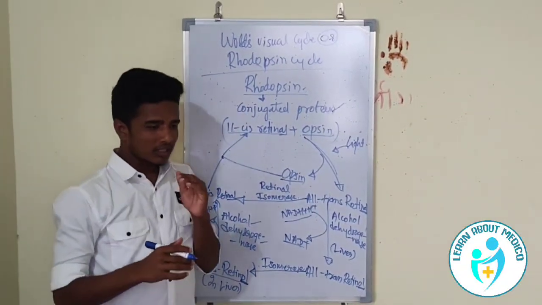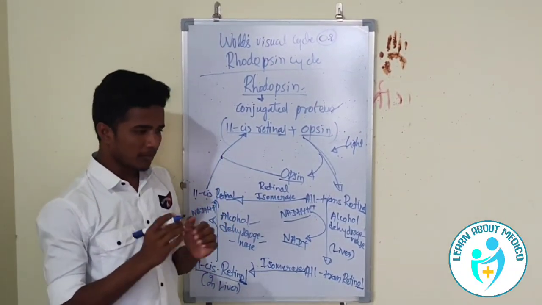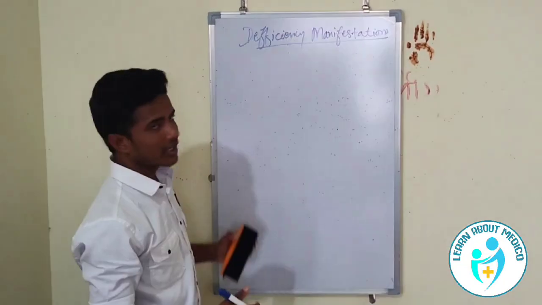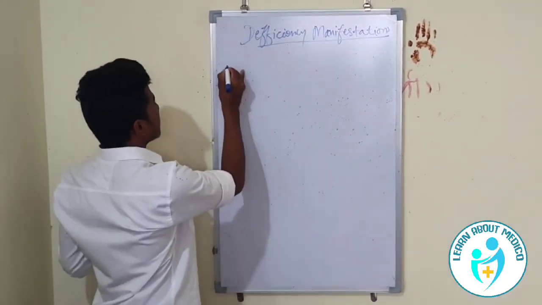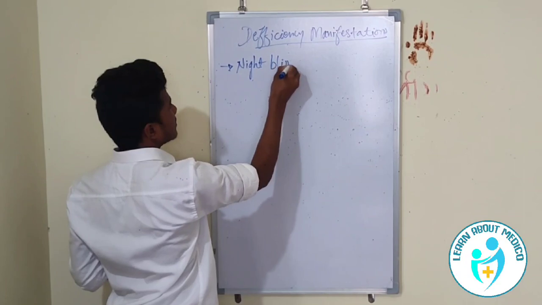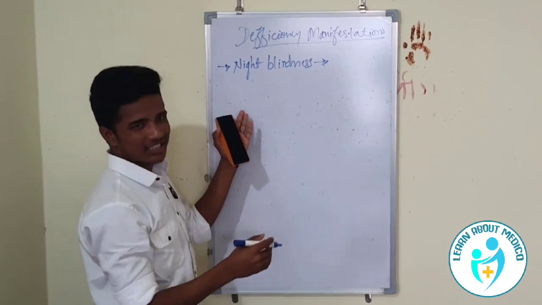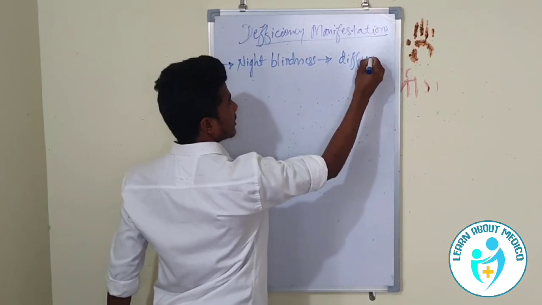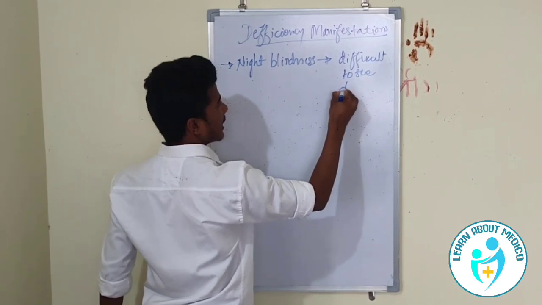This completes the biochemical functions of vitamin A. After discussing the functions, we move on to the deficiency manifestations of vitamin A. The first one is night blindness. Night blindness is the condition in which it is difficult to see in dim light.